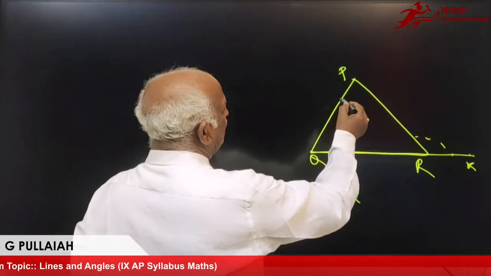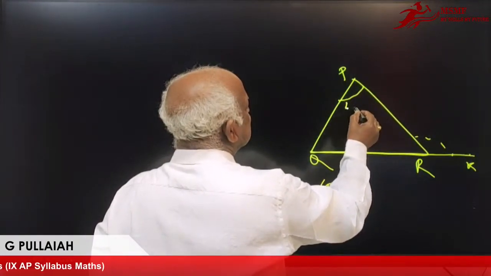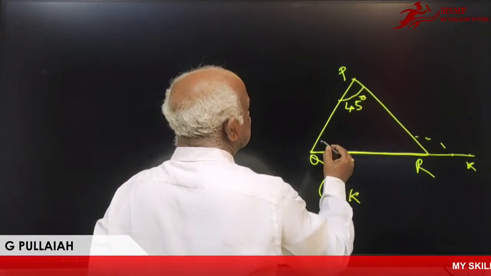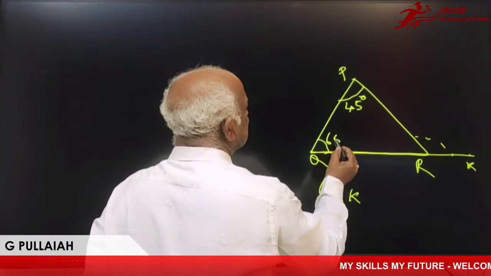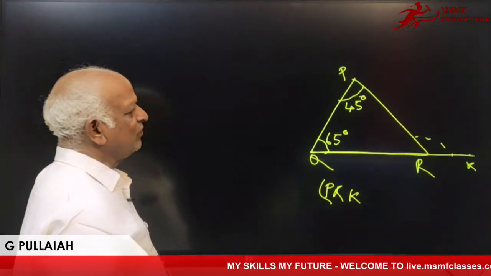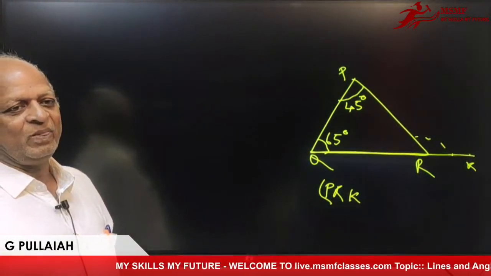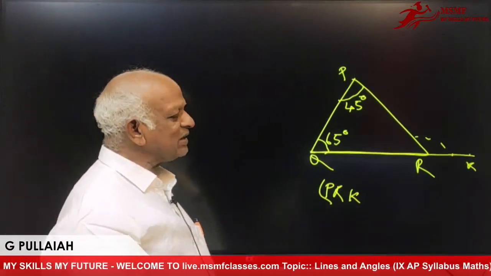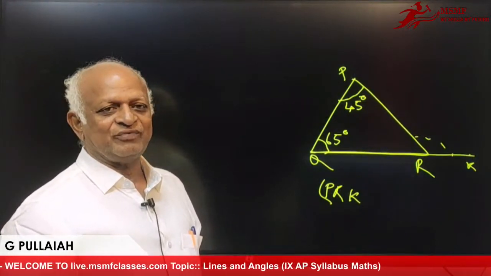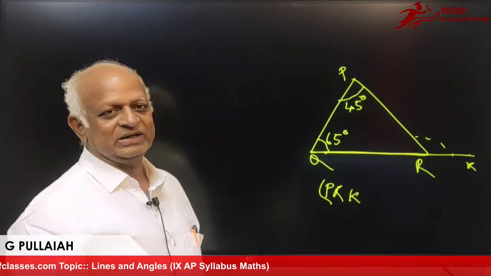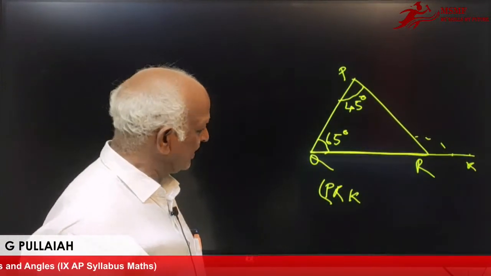For example, here angle P is 45 degrees, angle Q is 65 degrees. Find angle PRK. Angle PRK is nothing but 65 plus 45. That is equal to 110 degrees. Hope you followed this concept.